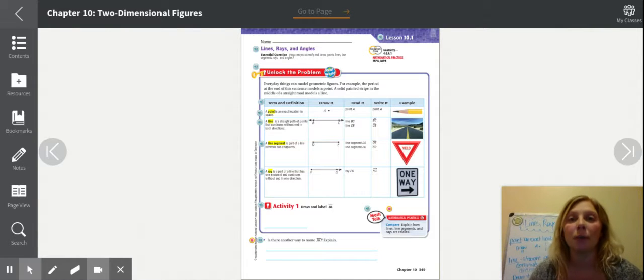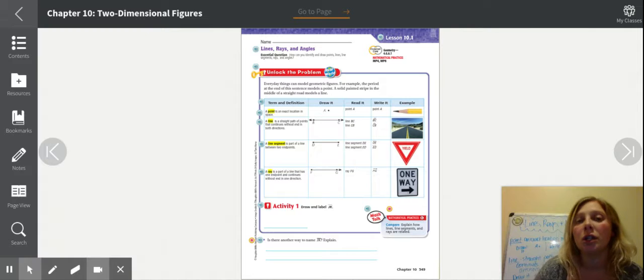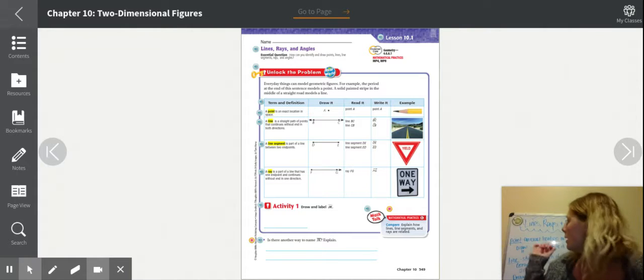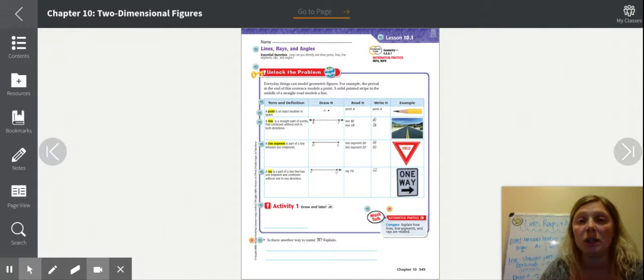Today we are going to jump right into chapter 10, which is two-dimensional figures. I know you guys don't have your books, so that's okay. I want you to make sure that you are taking notes with me. You don't necessarily have to take down the definitions, but you have to make sure you're looking at the definitions.